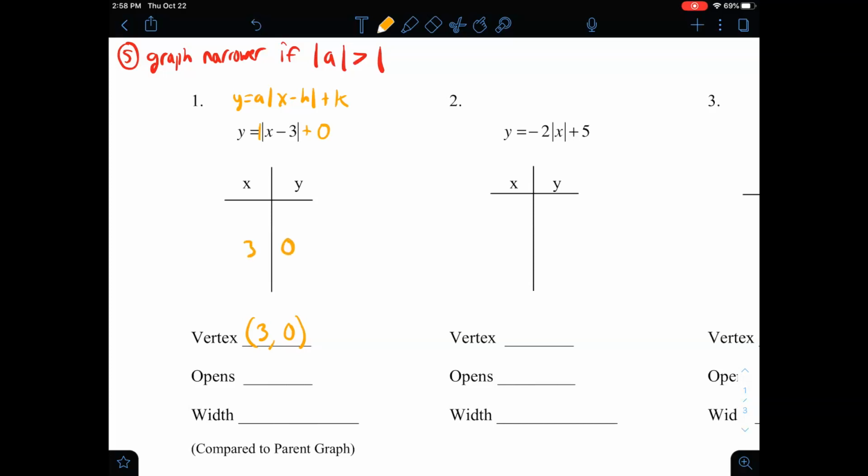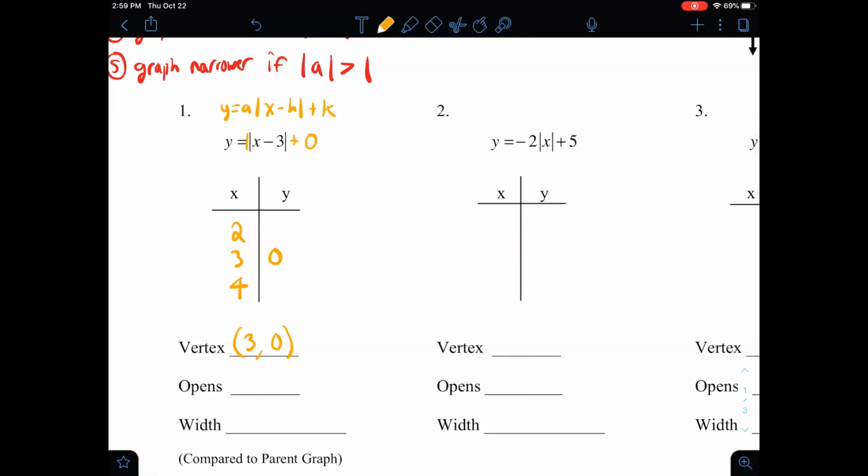So I'm going to put 3 and 0 in the middle, and I need numbers that are to the left and to the right of 3 on the number line. What number is to the left of 3? We're going to have 2. And what number is to the right of 3? We're going to have 4. Okay? Does this graph open up or open down? We'll come back to that in a second. Actually, let's fill in the table first.